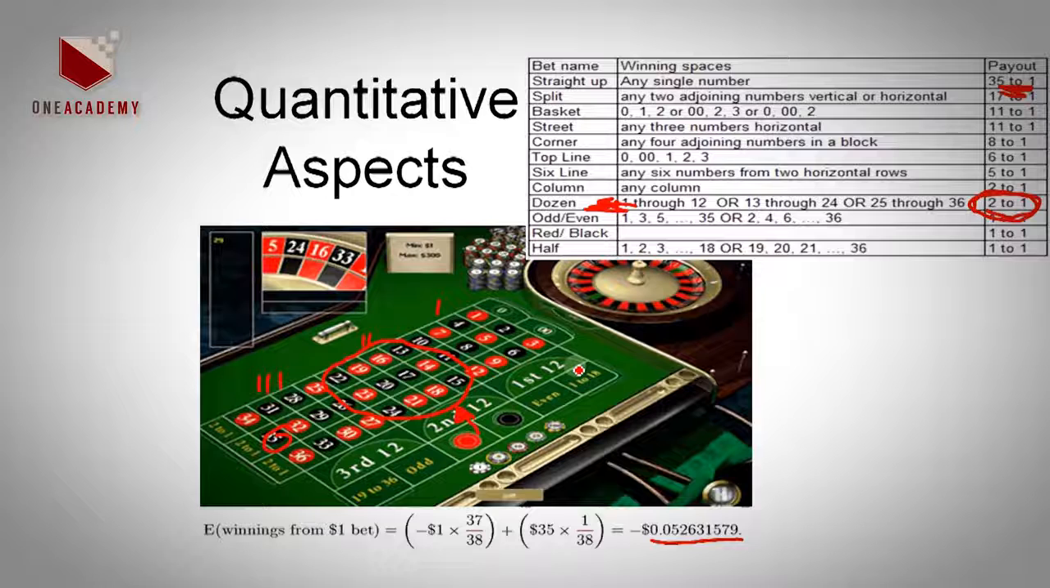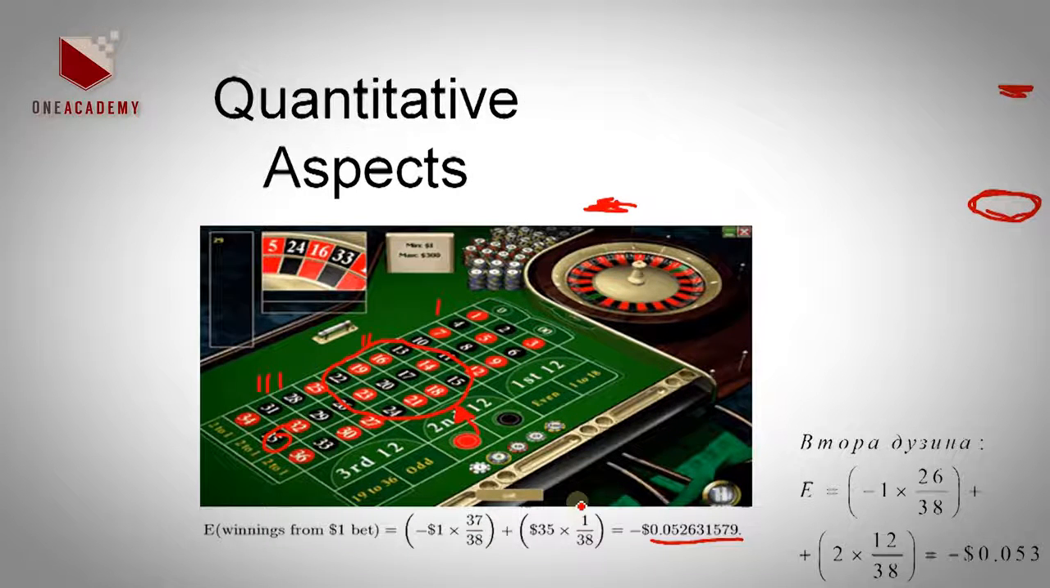Okay, now that you have tried to solve it yourself, let us see what the correct answer is. The correct answer should be calculated as follows. First of all, we have a -1 in case of losing, multiplied by 26/38. So 26 are all the fields that we have not bet on out of 38 possible, plus 2, which denotes the possible earnings in case of winning, multiplied by 12, which is the number of fields we have bet on, out of the same 38 fields.